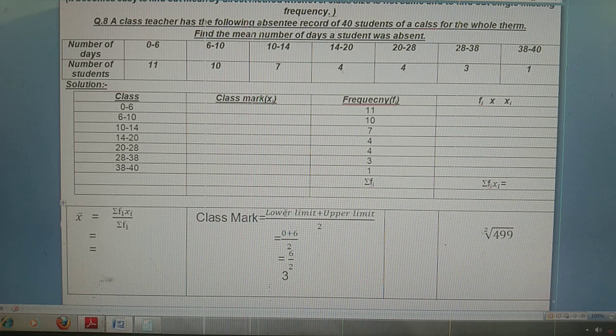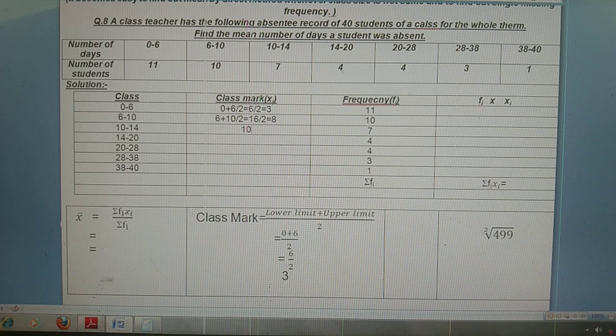We know the formula: lower limit plus upper limit divided by 2. Here lower limit 0 plus upper limit 6 divided by 2, it will be 6 divided by 2 equals 3. For this class, lower limit 6, upper limit 10. So 6 plus 10 divided by 2 equals 16 divided by 2. It will be equal to 8.